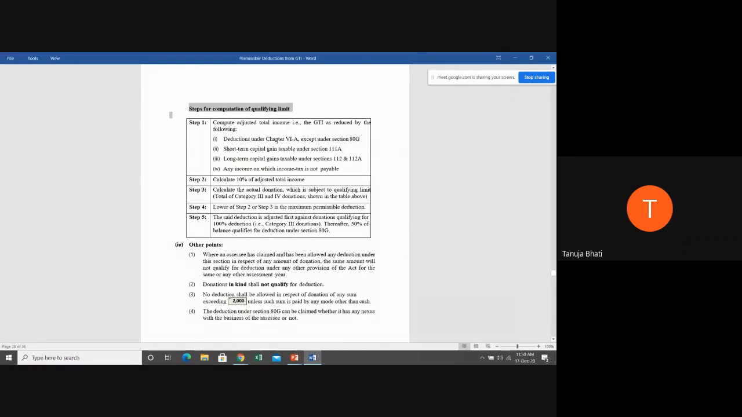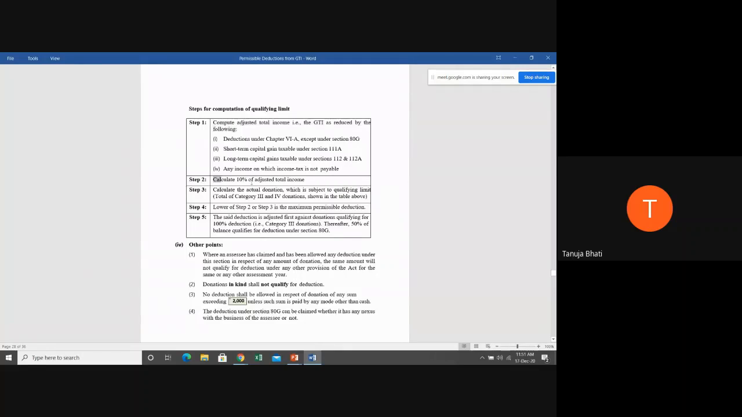Steps for computation of the qualifying limit. This I've already explained, but let me just go through it. Compute adjusted total income. How to compute adjusted total income? The gross total income, when I say GTI, it is nothing but gross total income, is reduced by the following: deductions under Chapter VI-A except under 80G, short-term capital gain, long-term capital gain, and any income on which income tax is not payable. The balance is the adjusted total income.